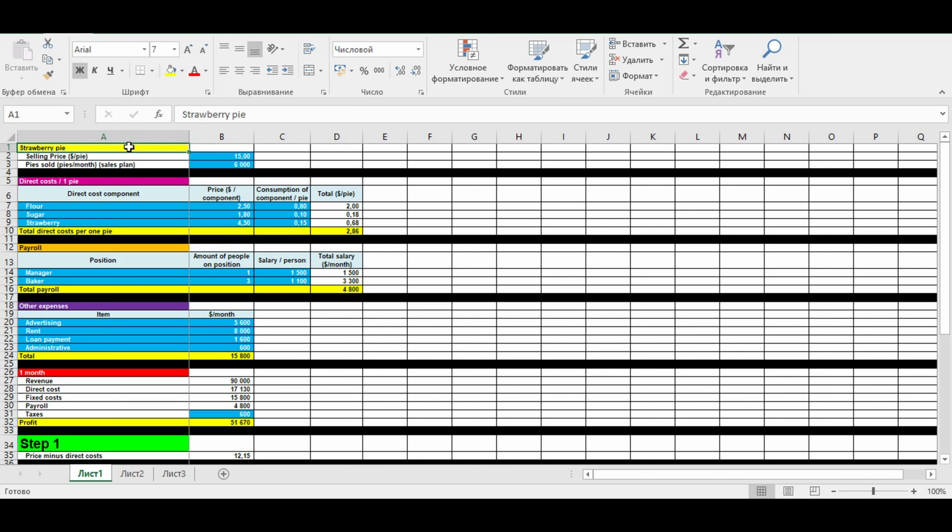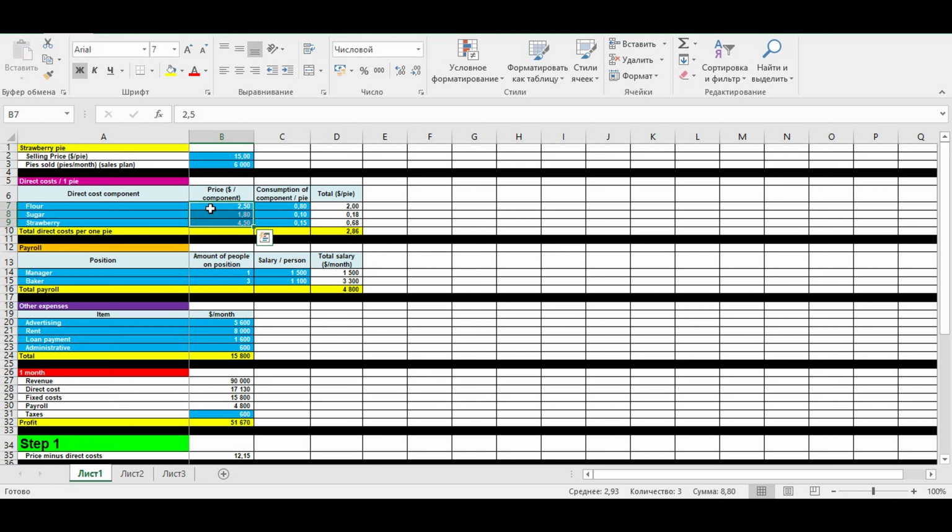Here we have a selling price of 1 pie. Then we enter the sales plan in pies for 1 month. Then we specify the direct costs that we need to bake just 1 pie. To bake 1 pie, we need flour, sugar, and strawberry. Here we specify the price for each component, the price per kilogram of flour, sugar and strawberry.